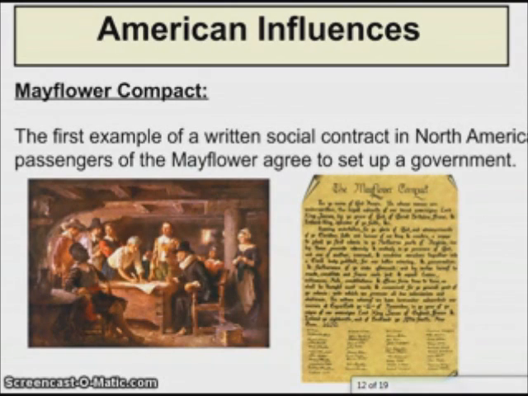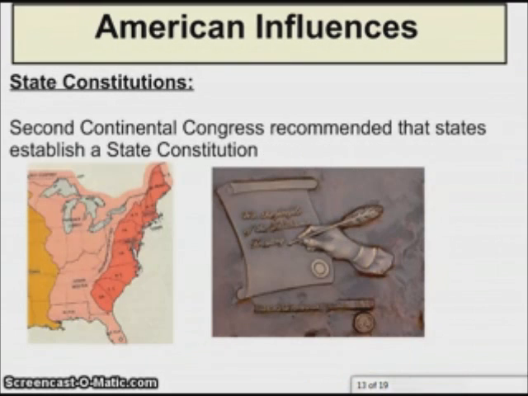So the Mayflower Compact is going to be our first social contract from the English standpoint. Of course, Native Americans have been around and other entities, but this is going to be the first social contract of Europeans coming over in the form of pilgrims setting this up. So you can see some of the European ideas coming into North America in that contract. Okay?